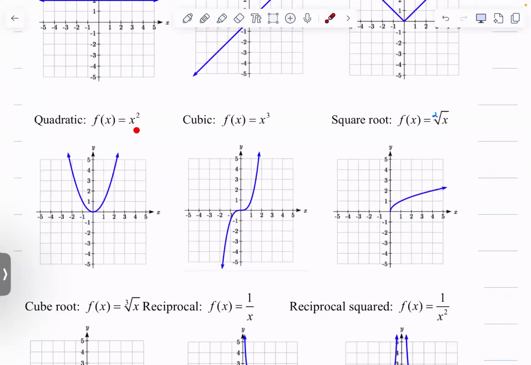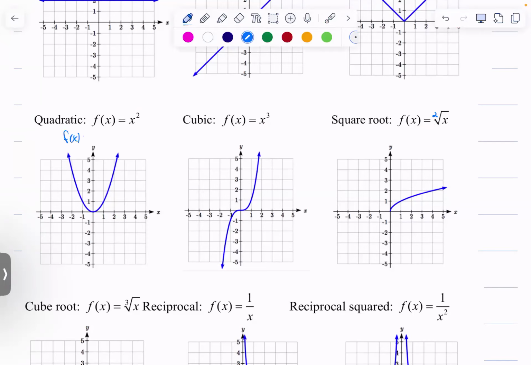F of x is equal to x squared is called a quadratic, okay? And it looks like this. Parabola, you might be familiar with it. Now, the beauty of these kinds of higher functions, I think of them as, right? Because here you have a power of 2, x to the power of 2, and x to the power of 3, right?